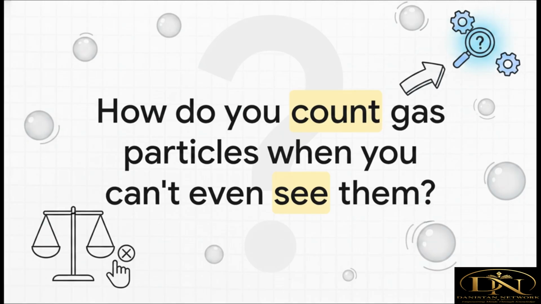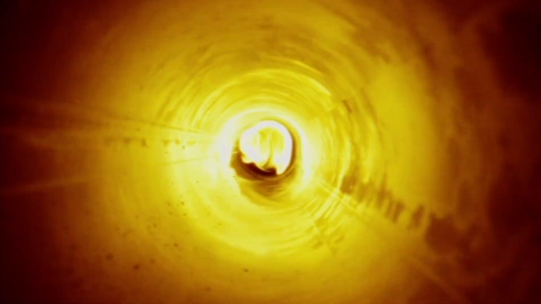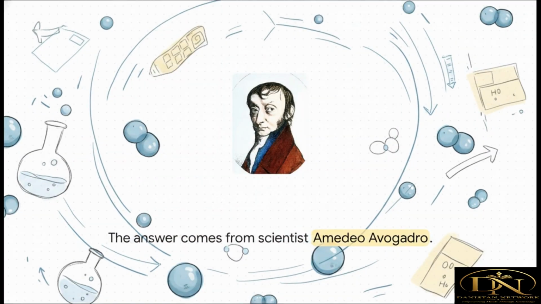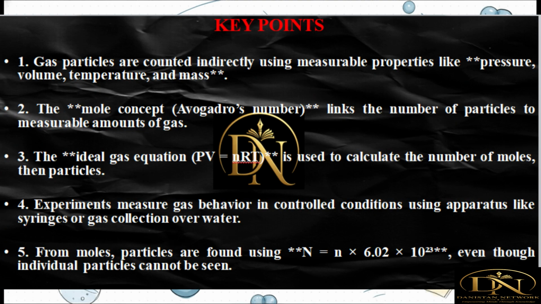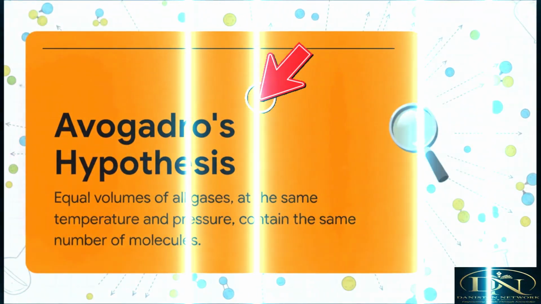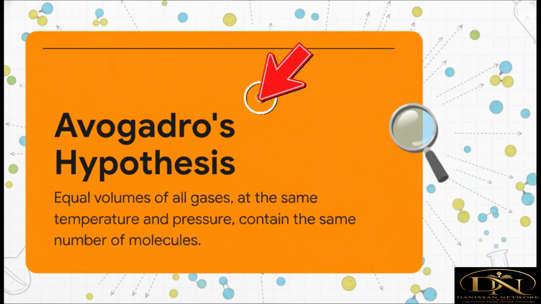So what's the trick? Well, the answer comes from this guy, Amedeo Avogadro, way back in the 1800s. He came up with this beautifully simple idea that just completely changed the game for anyone working with gases. Here it is, Avogadro's hypothesis, and it's so powerful. It basically says if you've got equal volumes of any gases, doesn't matter if it's hydrogen or oxygen or carbon dioxide, as long as they're at the same temperature and pressure, they have the exact same number of molecules.